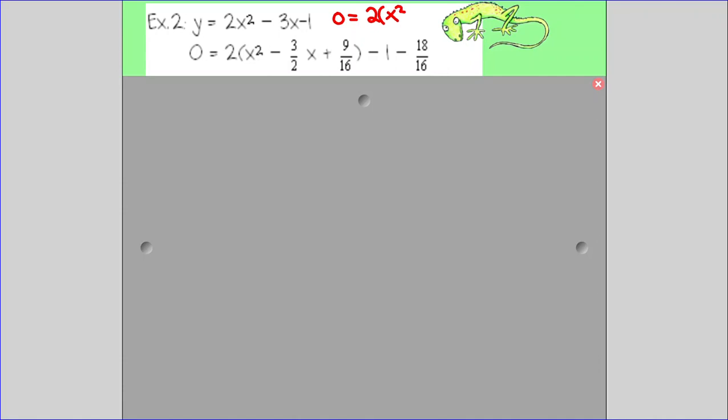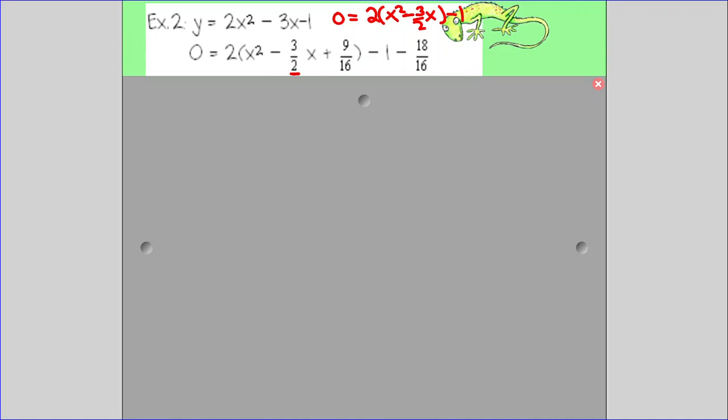I'd have x squared minus 3 over 2x, and then we'd have that minus 1 outside. Okay, so that's where this 3 over 2 is coming from right there.